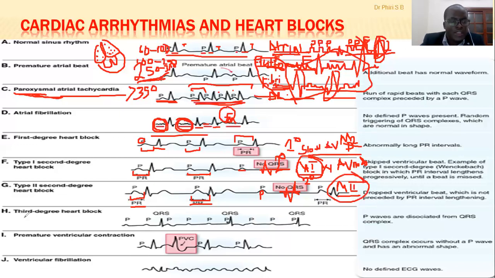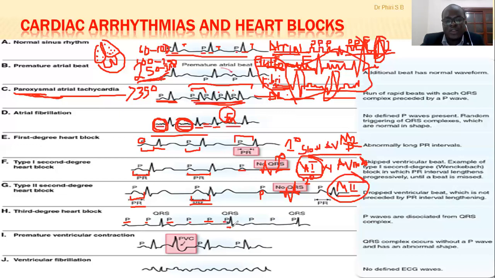Then you have third degree heart block, which means that in third degree, there's complete block between the AV and the ventricles, meaning that the atria are not contracting normally with the ventricles. So there is no correlation between the atria and the ventricles. So here you can see you have these P waves that result into contraction of the atria. You have QRS complex. Here you have also another P wave, P wave, P wave. So these P waves, they are not in correlation with the QRS complex.